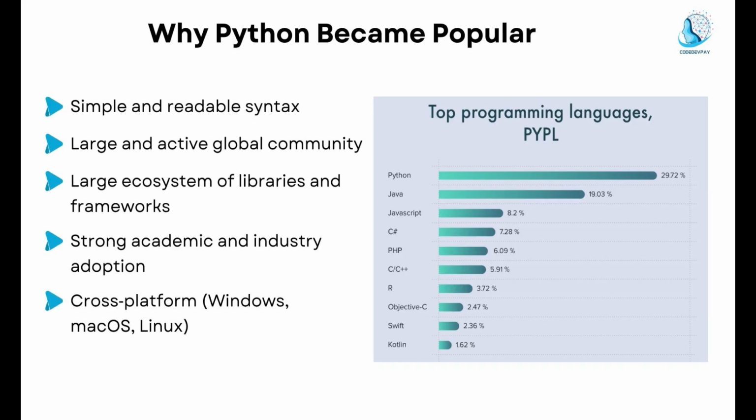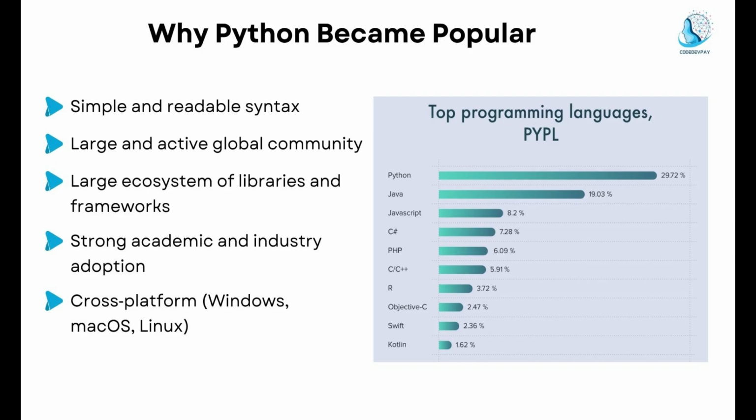So his goal was to create a powerful yet easy to read programming language. Let's look at why Python became popular or is one of the most popular programming languages. Python has a simple and readable syntax. So syntax basically defines the rules or how the code is being written. Writing Python code is very simple and readable among coders.